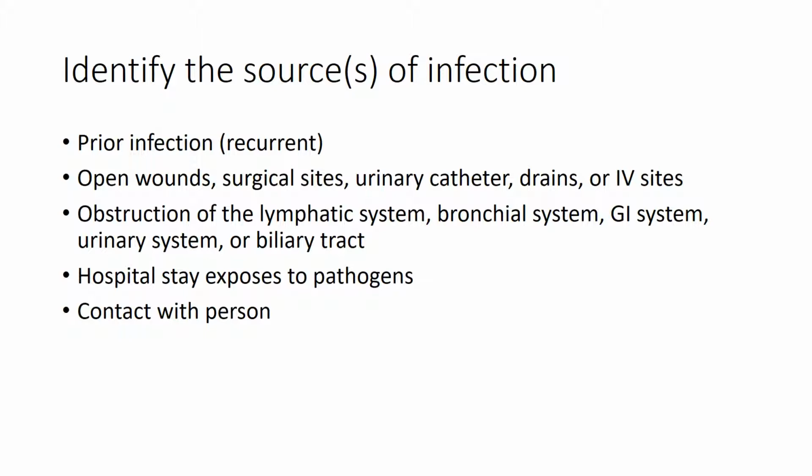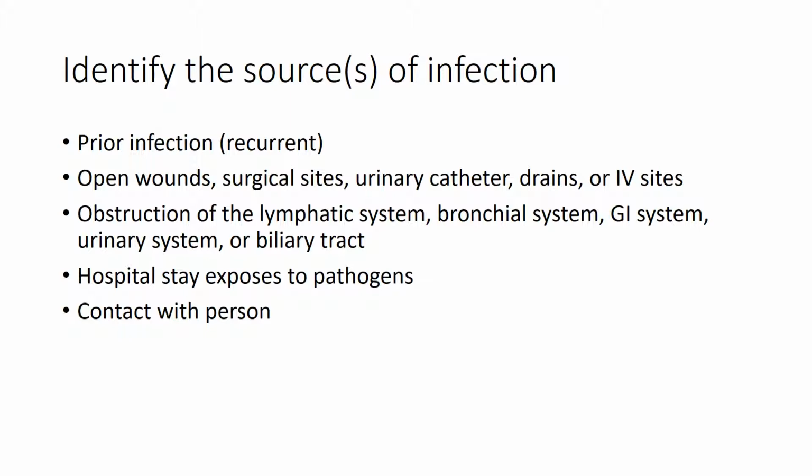So it is important to know that some of the infection sources could be from a recurrent infection, which means a prior infection. Some people may have open wounds, say surgical sites. For example, some people have cancer and have had a surgical biopsy, or a surgical removal of the tumor. Urinary catheters, drains, or IV sites. Like a lot of patients may have IVs, PICC lines, apheresis, central lines. These are portals of entry for infection pathogens.